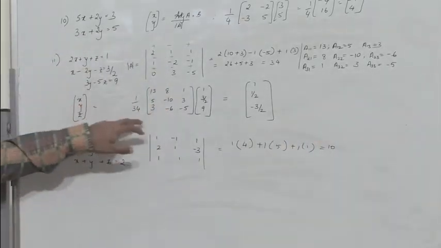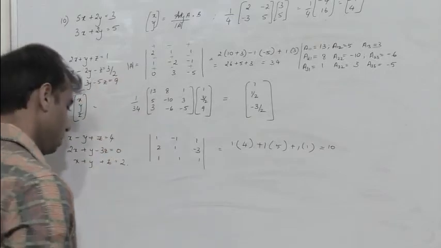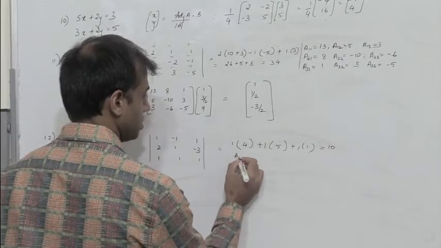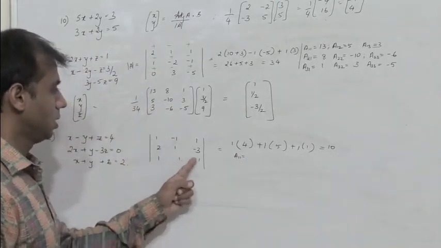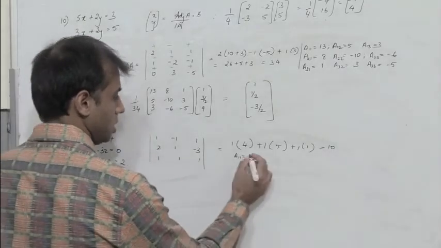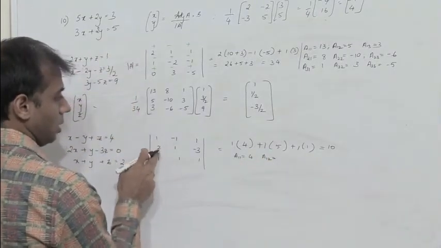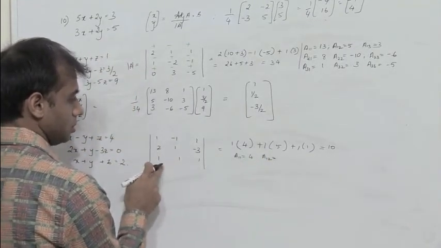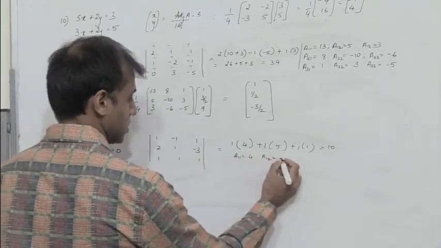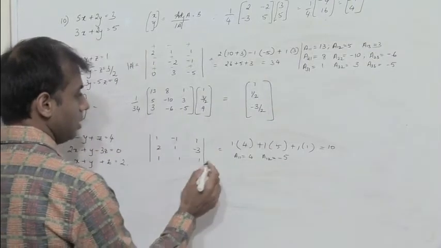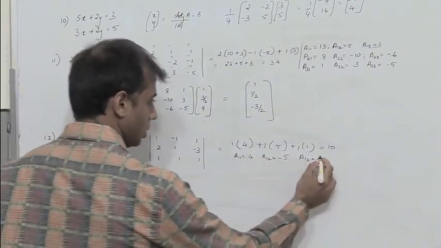Right? So again we need adjoint A. So determinant A of course is 10. So let's find adjoint A. So let's find the cofactors. A11 is leaving again the first column and the first row, 1 minus of minus 3 is plus 3, so we get 4. A12 is 2 into 1 minus of minus 3, which is 5, of course with a negative sign, so I get minus 5. And then A13 is 2 minus 1, which is 1.